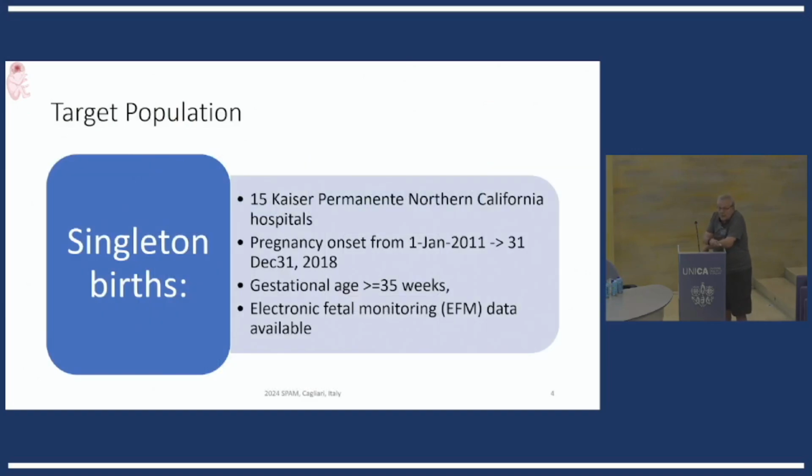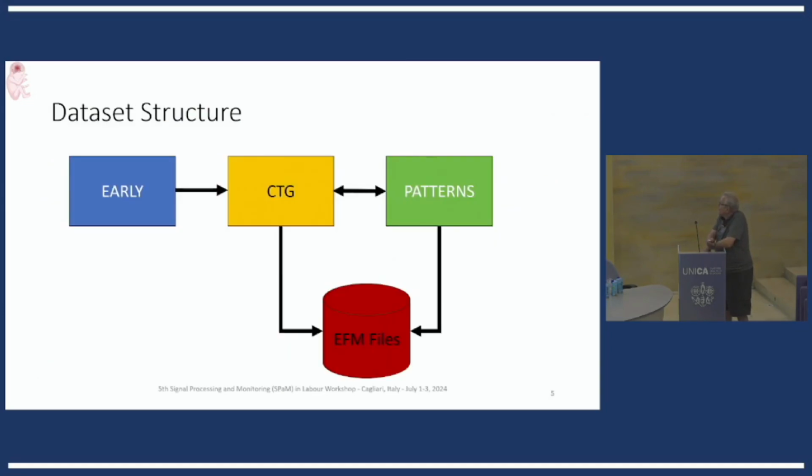Now our target population were singleton births from 15 Kaiser Permanente Northern California hospitals. Kaiser Permanente is an HMO, a private company that runs these hospitals. We wanted the pregnancies offset in a 10-year period, gestational age greater than 35 weeks, and EFM records, electronic fetal monitoring records. Our data set structure was set up basically with 4 components.